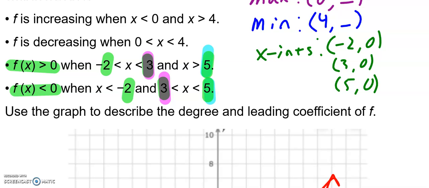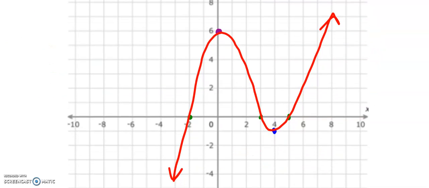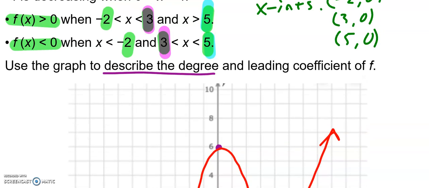So next thing is describe the degree. Well, since I can see that the end behavior is down left, up right, I know that the degree has to be odd and the leading coefficient has to be positive.